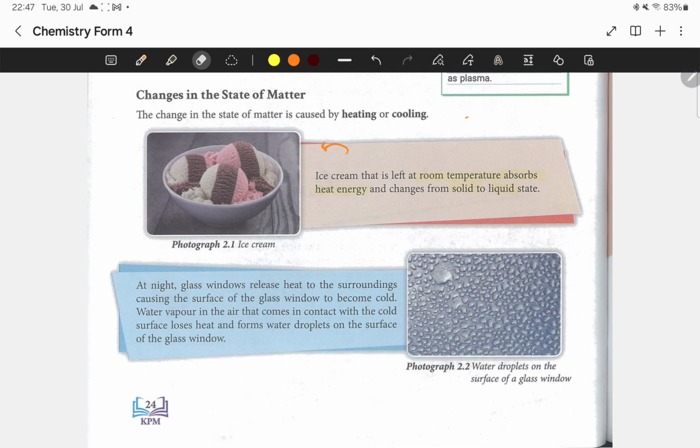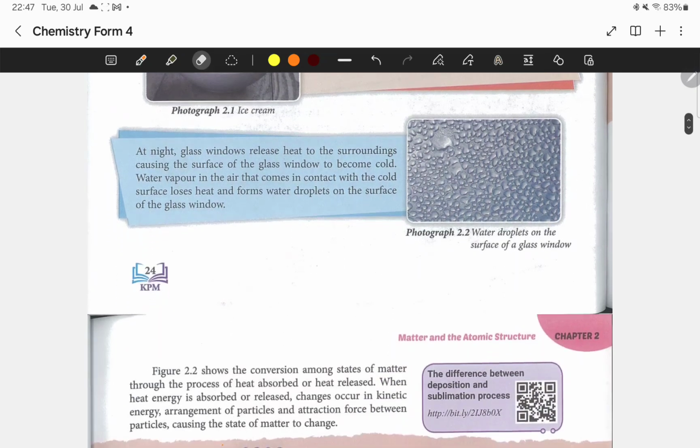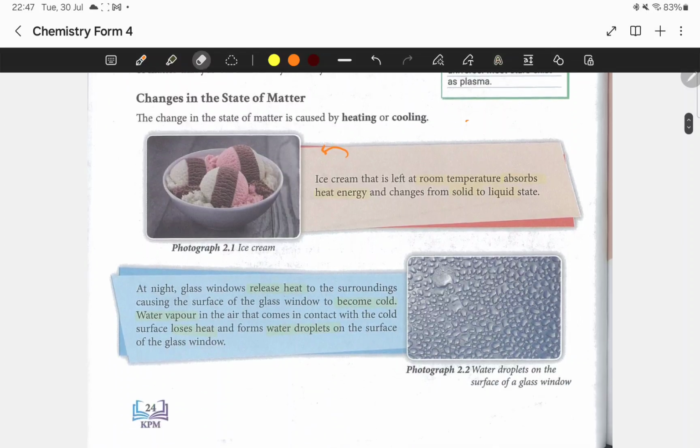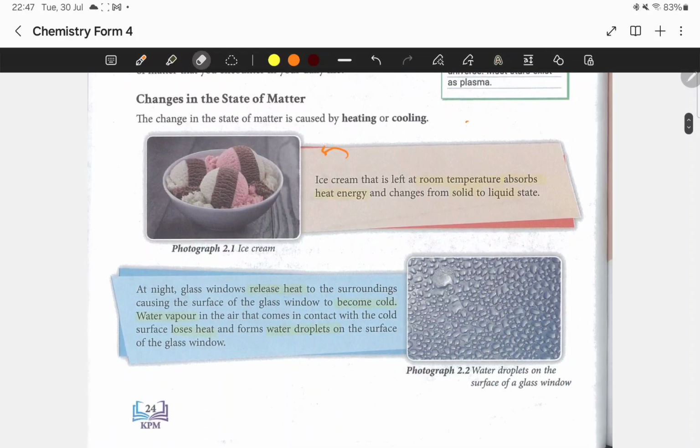And then next one, at night, glass windows release heat to the surroundings, causing the surface of the glass windows to become cold. Water vapor in the air comes in contact, the surface loses heat and forms water droplets. So this is something about condensation. Actually, it's interconnected with that, but no problem. It's just a few examples only on how the change in the state of matter works.